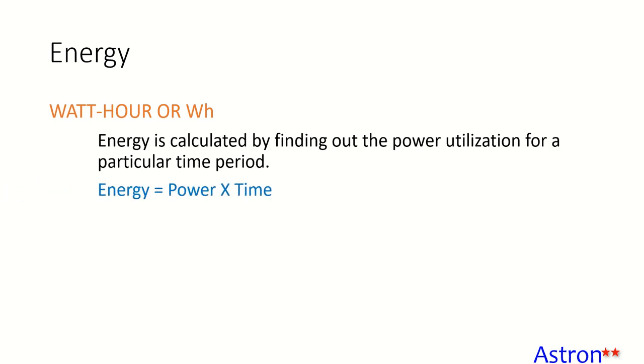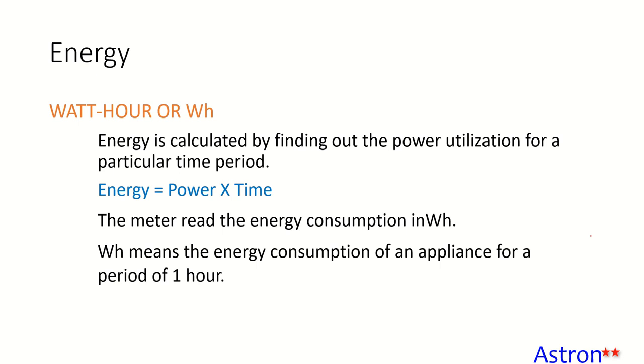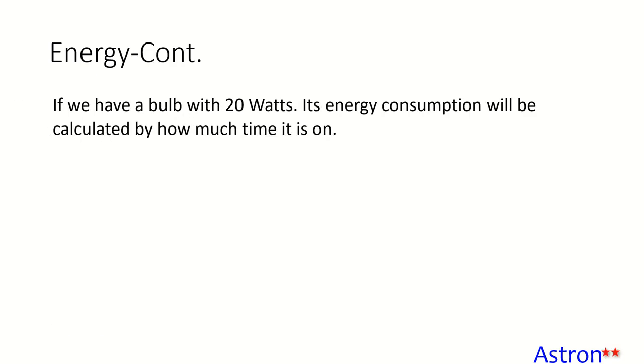Electricity consumption is the energy consumption, and energy consumption is calculated by multiplying the power by time. So the electricity meter actually reads this energy consumption in watt hours. That means if an appliance is on for 1 hour, how many watt hours it has consumed. So that information we will get from the appliance's wattage as well as how much time it is on.